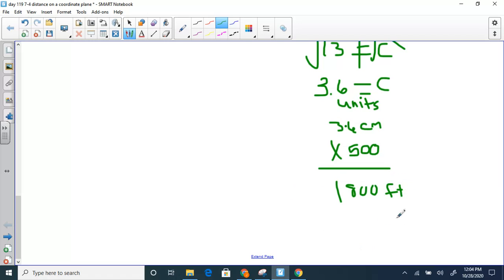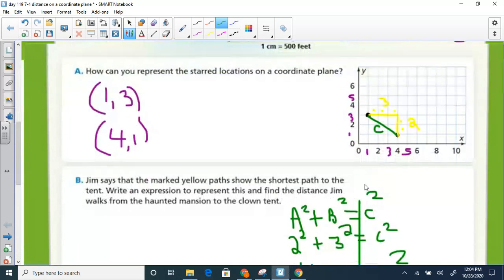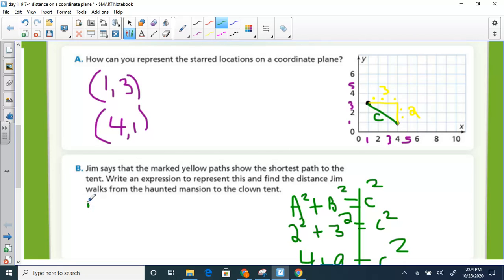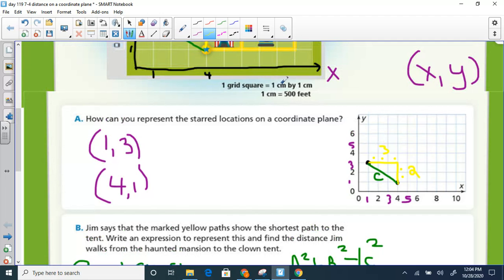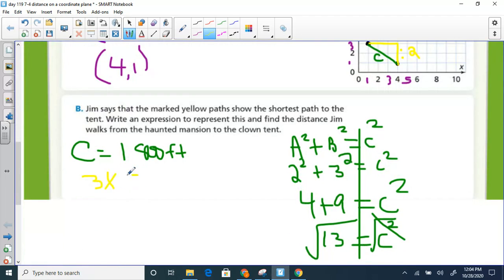So that is my distance right there. That's my diagonal distance. So I will put side C is 1,800 feet. Now let's go back and look at the distance for these other ones. This one was 3 units long. So the side that was 3 units long, each unit is a centimeter and each centimeter is 500 square feet. So I'm going to do 3 times 500. And that is 1,500 feet.